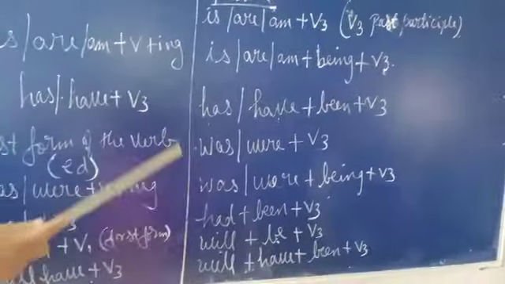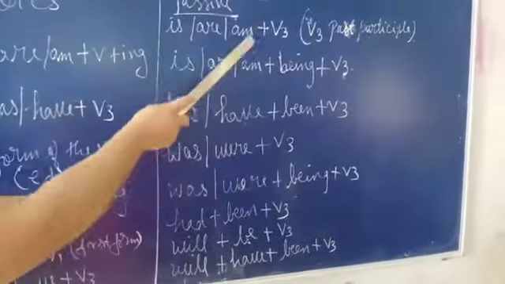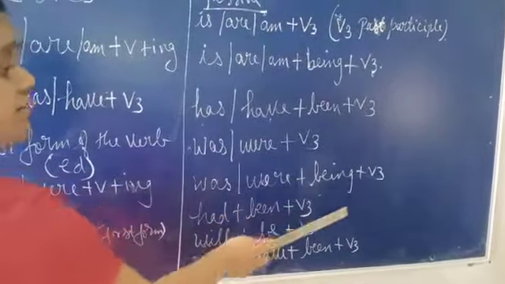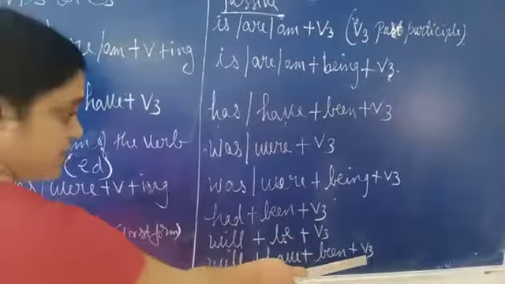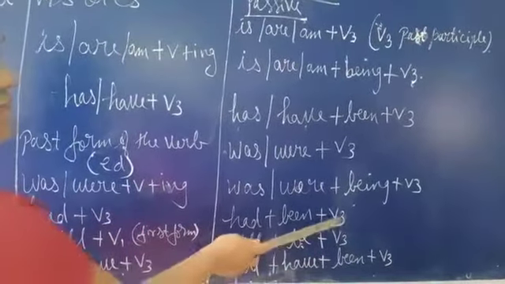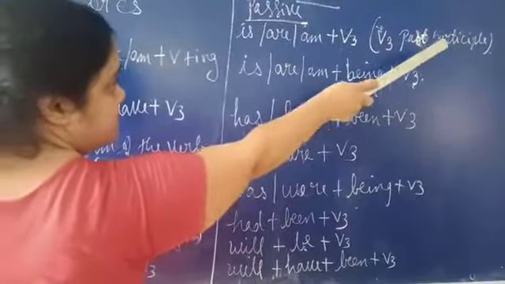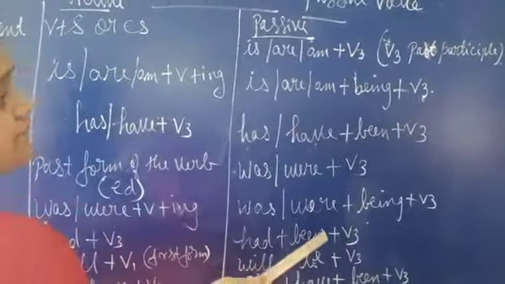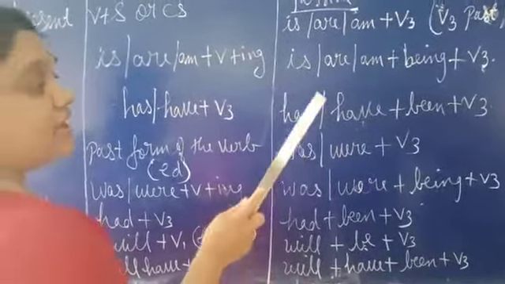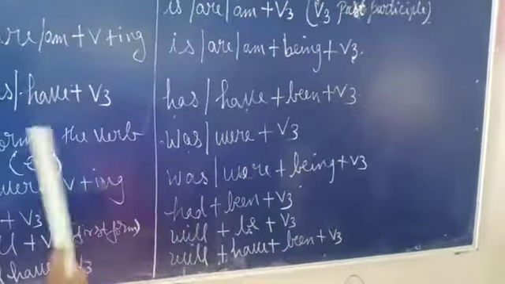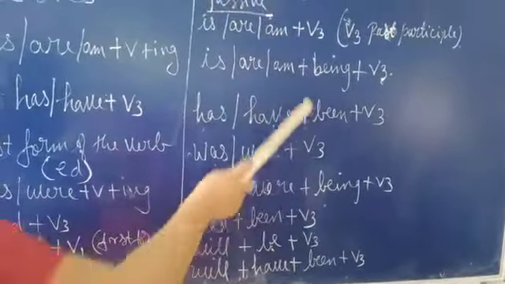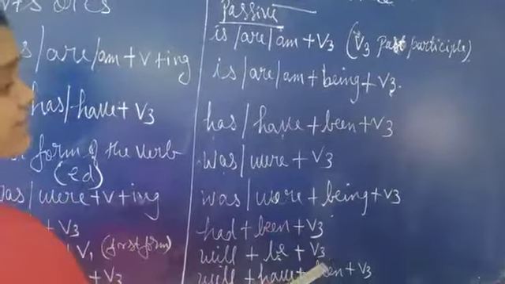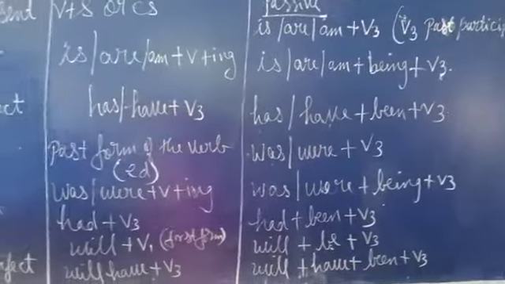So active voice rules are the same as the tenses rules. When we go to passive voice, the main verb will always be in past participle. That you should remember. V3 means past participle. So this you should always remember. In passive, along with the verb, no "ing" will come. Always in passive you have to write the past participle.